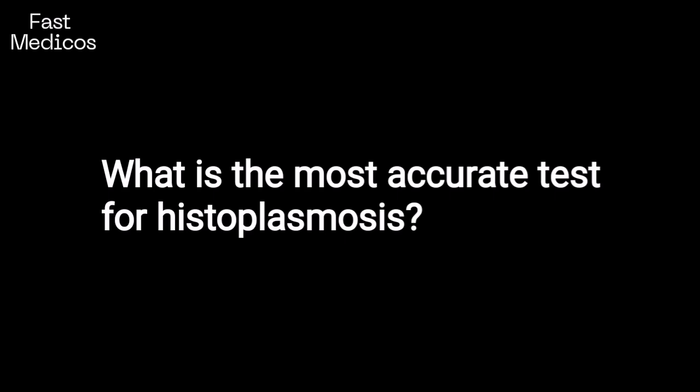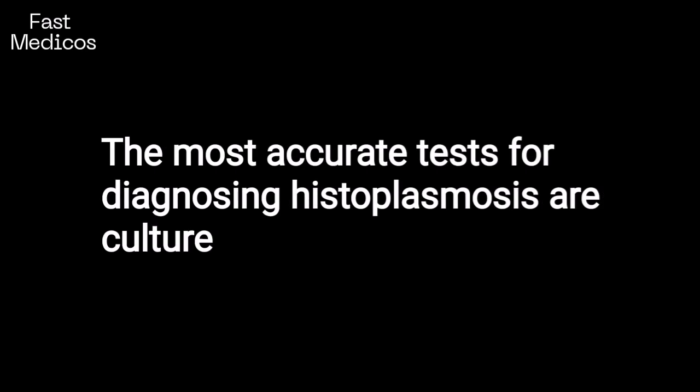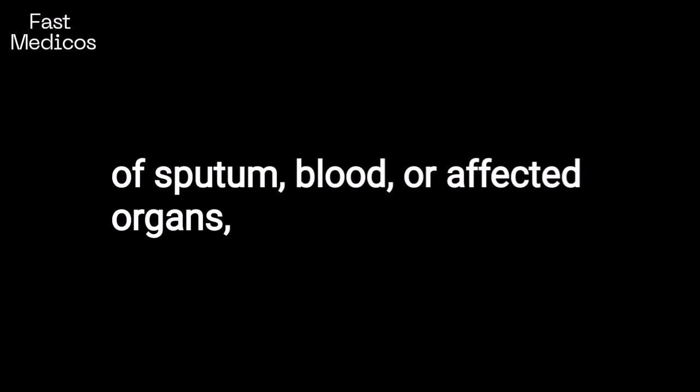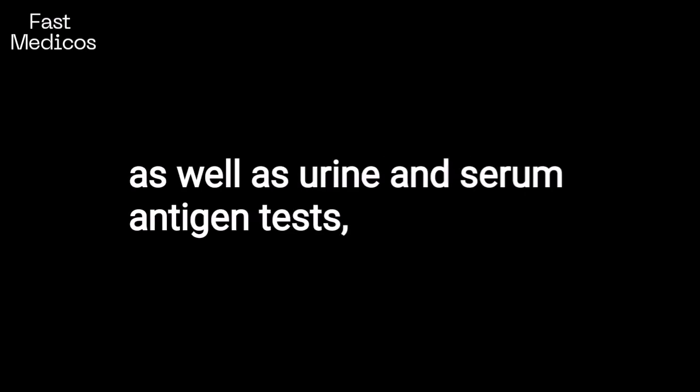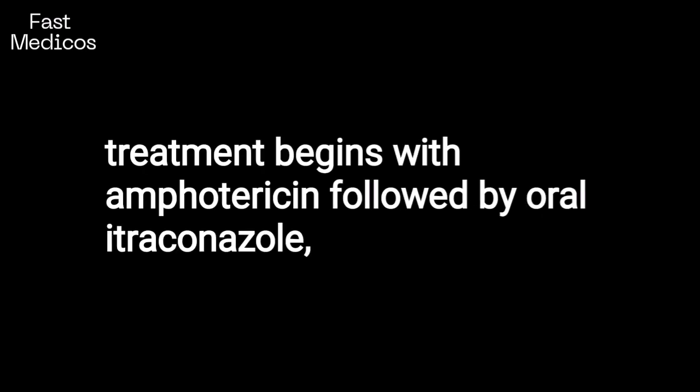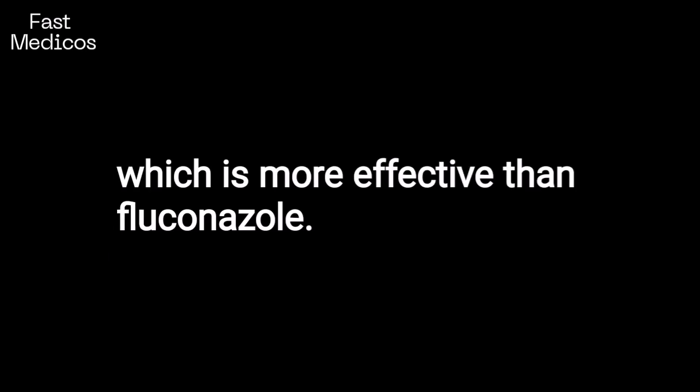16. What is the most accurate test for histoplasmosis? The most accurate tests are culture of sputum, blood, or affected organs, as well as urine and serum antigen tests, which are highly specific. 17. How is histoplasmosis treated? For severe illness, treatment begins with amphotericin followed by oral itraconazole, which is more effective than fluconazole.